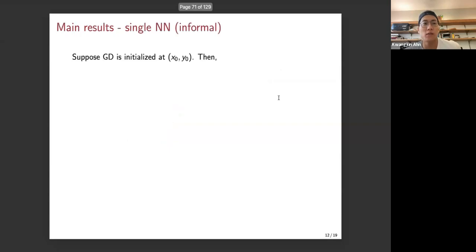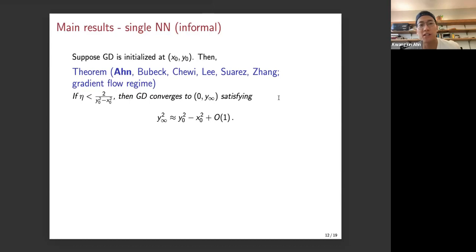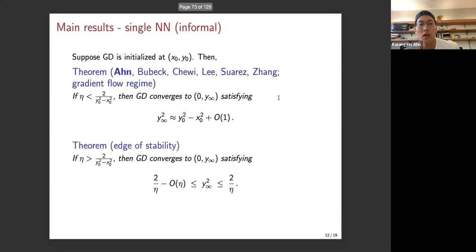Through careful analysis, we're able to prove this mathematically, and we show that if the step size is smaller than some threshold, which is actually the edge of stability threshold, then the final bias is equal to the value that gradient flow converges to. On the other hand, if the step size is larger than the edge of stability threshold, then gradient descent converges to a much smaller y value with a lot of oscillation. And we were able to characterize the limiting value up to O(eta) error.